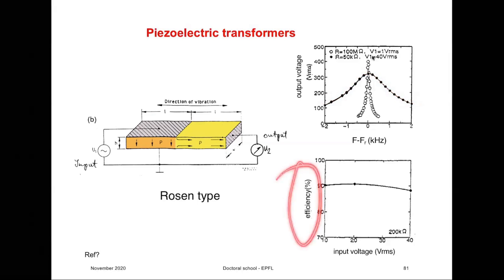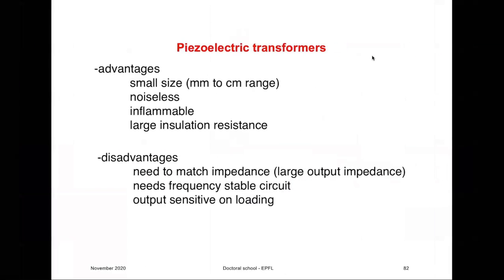The efficiency of these motors, of these transformers, is very high, something like 90%. And they have many advantages over conventional motors. First, they have a small size, millimeter to centimeter range. They are very light. They are not as heavy as electromagnetic transformers, much less heavy. They are noiseless.